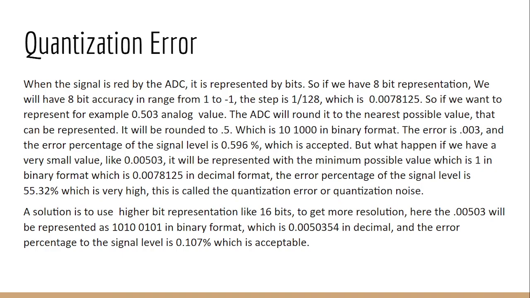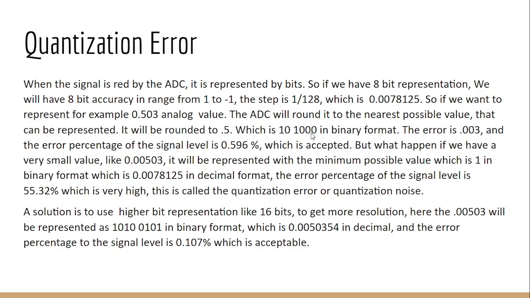Quantization error. The ADC rounds the data. So if we have an 8-bit representation, we'll have 8-bit accuracy in the range from 1 to -1. The system is 1 divided by 128, which is this number. It is the minimum value that can be stored. So if we want to represent, for example, this value, the ADC will round it to the nearest possible value that can be represented. It will be rounded to a half, which is this value in binary format.